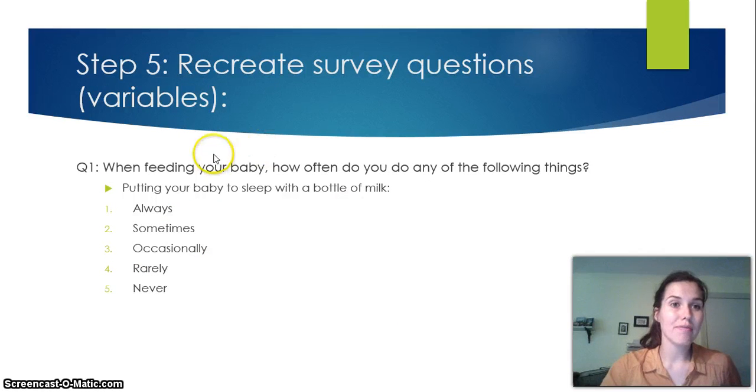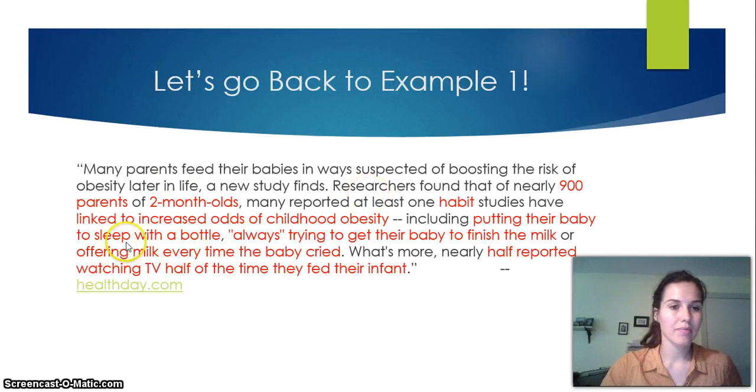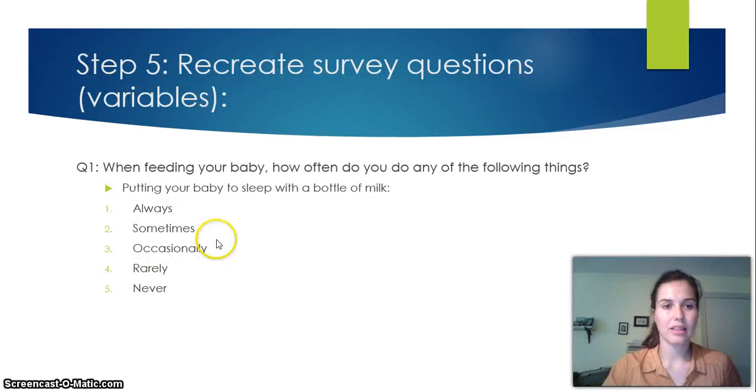So in step 5, you want to recreate so-called survey questions. Question 1 then would be, when feeding your baby, how often do you do any of the following things? Putting your baby to sleep with a bottle of milk. Remember, putting the baby to sleep with a bottle of milk, I just copied and pasted it, basically. And the response options would be always, sometimes, occasionally, rarely, never.